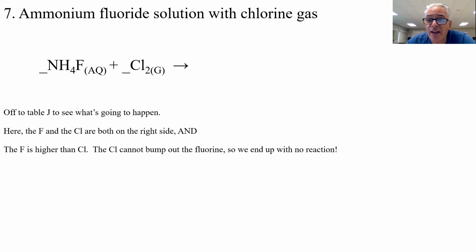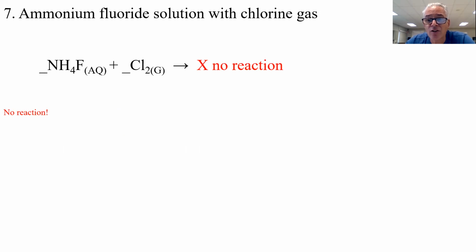Now we go to table J because it's the setup for a single replacement reaction. But as it turns out, fluorine and chlorine are both on the right. Ammonium's not on the table, and that's fine. We have 2 items, fluorine and chlorine both together. But the fluorine, which is in solution, the fluorine is higher than chlorine. So when the chlorine gas is introduced, the chlorine says, hey, I want to go swimming with your ammonium. And fluorine says, you're not strong enough to bump me out of this solution. You're not reactive enough. So you end up here again with no reaction.